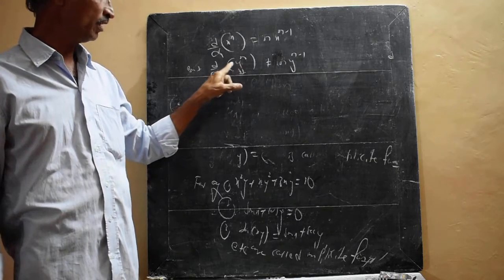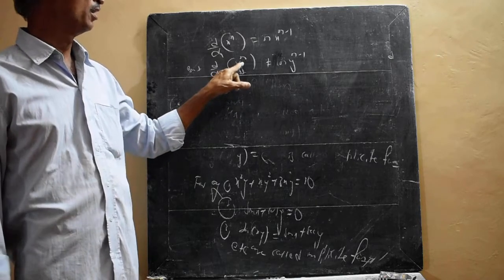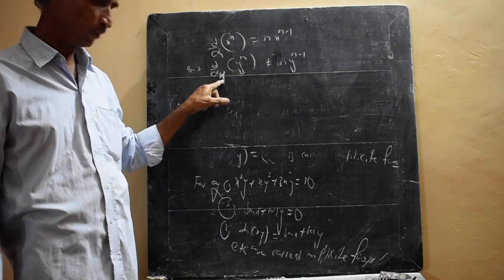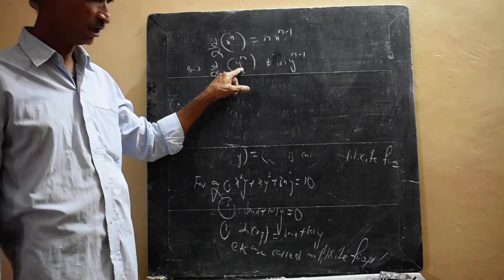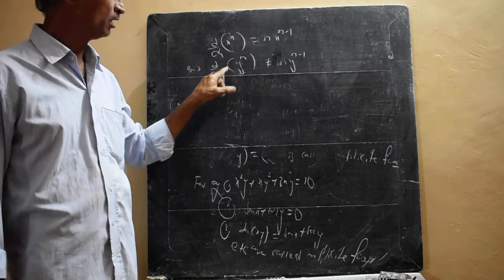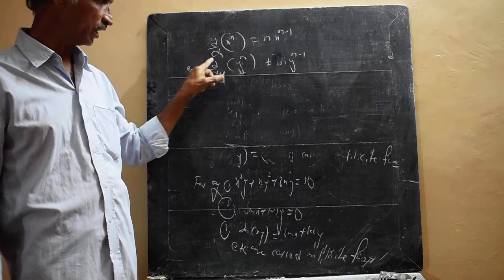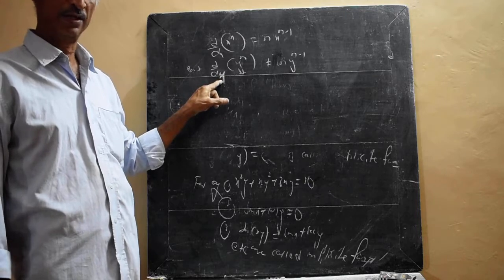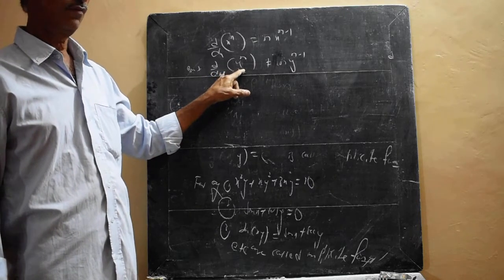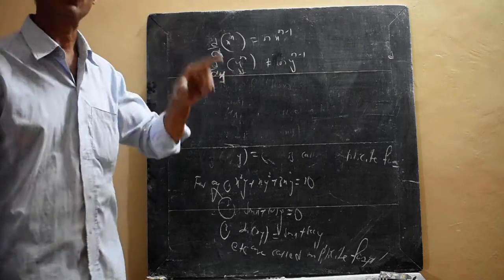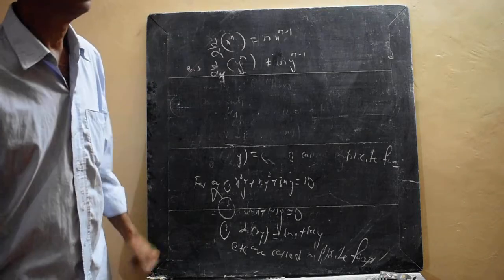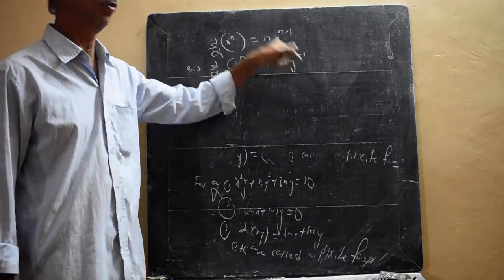Function of theta can be differentiated with respect to theta only. Function of t can be differentiated with respect to t only. Here it is t, so you should get d by dt. Here it is y, so d by dy. Here it is theta, so d by d theta. So a function of a certain variable cannot be differentiated with respect to another variable. Okay? What to do then?